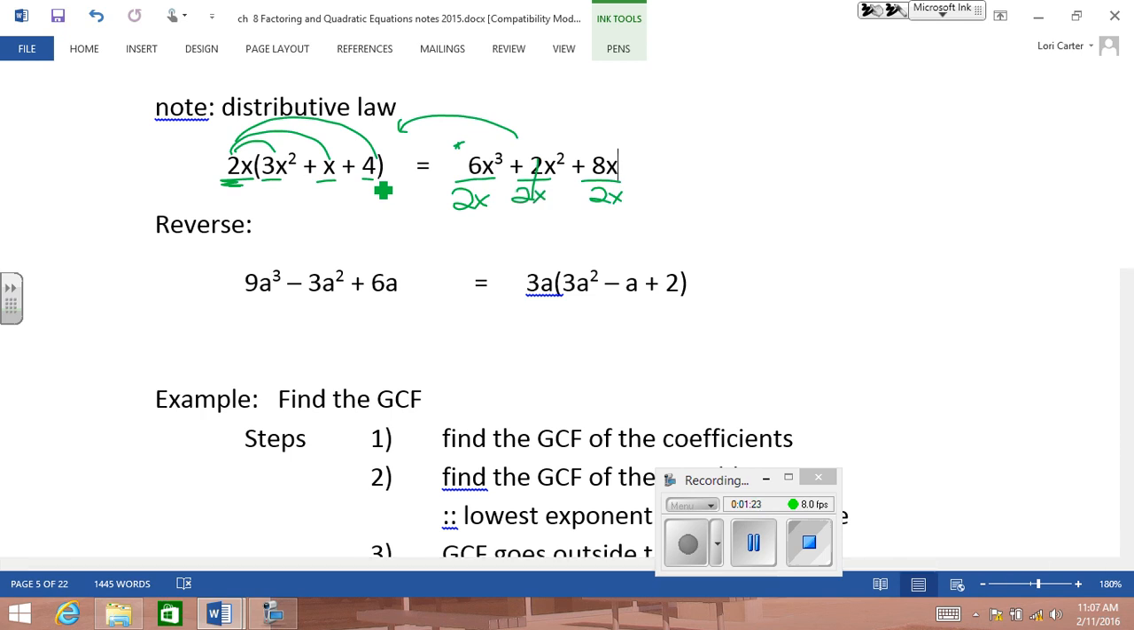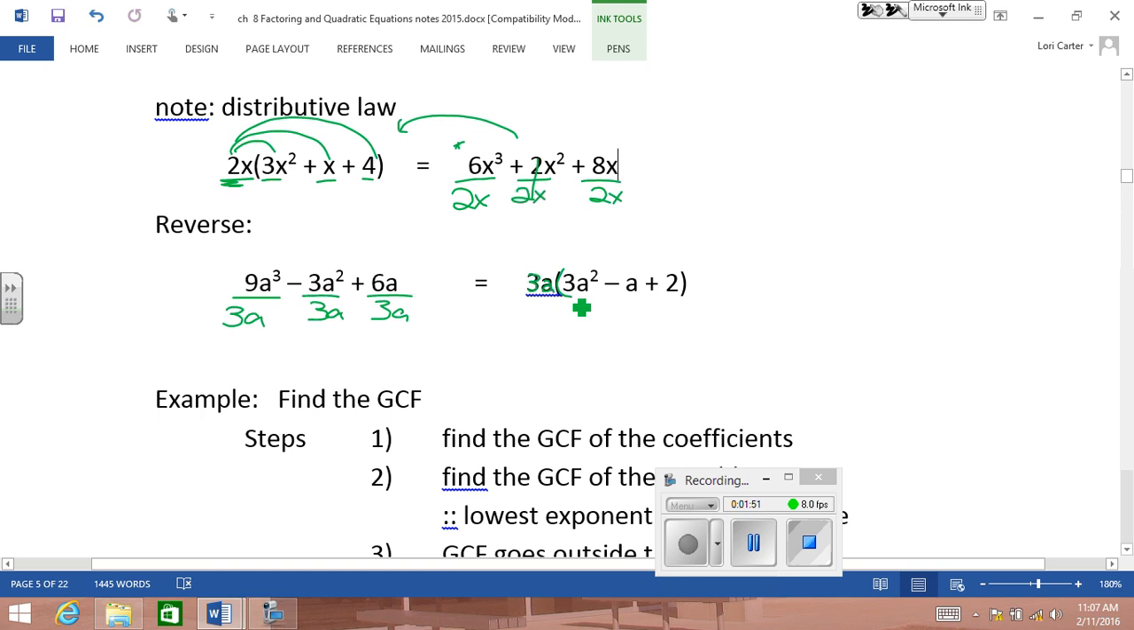Okay, now let's go here. We have 9a cubed minus 3a squared plus 6a. Look at their numbers. 9, 3, and 6. They have a 3. So I'm going to divide everybody by 3. Now look at their letters. A. So where does the 3a go? In front of the parentheses. So the first thing you do is you write down 3a and your parentheses. That's as far as you are right now.